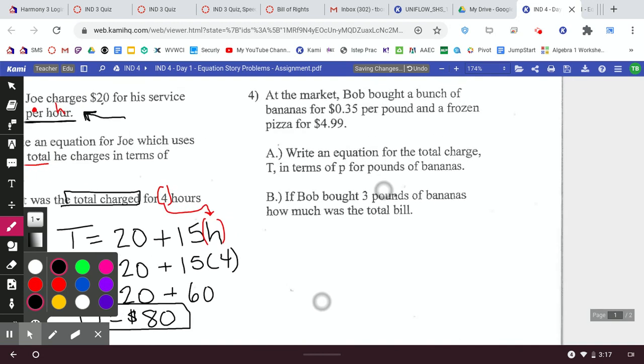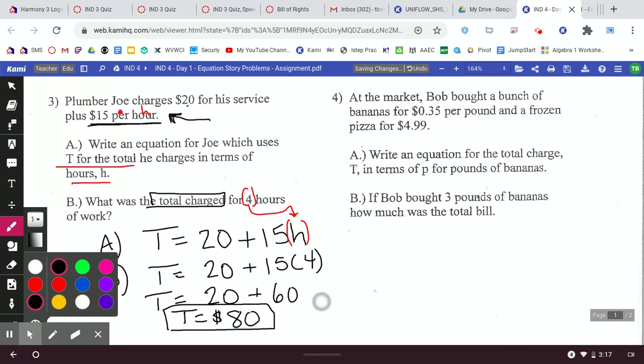You got the market. Bob bought a bunch of bananas for 35 cents per, right? There's that per. That's going to tell you that's multiplication right there, per pound, and a frozen pizza at $4.99. Write an equation for the total charges using T for total charges. Okay, so they want you to use T for that. In terms of P for pounds, so here we've got P for pounds.